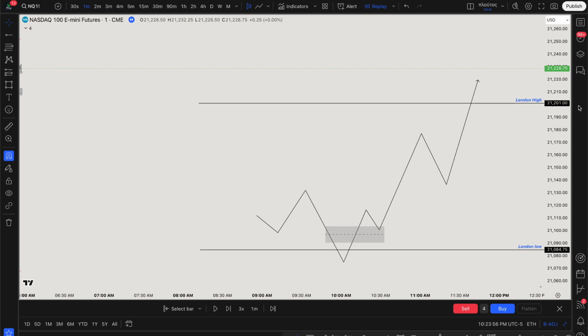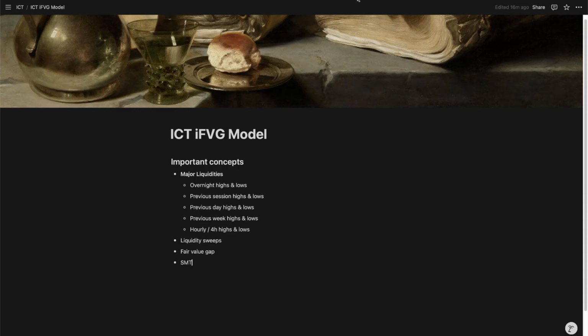So the model is called the inverse fair value gap, and you've probably seen a lot of videos that I've uploaded about this, backtesting and going over, but this is the easiest model that has helped me pass a lot of accounts, a lot of evals, and get paid from funded accounts. All right, so let's go over the things that you need to understand before going into the model.